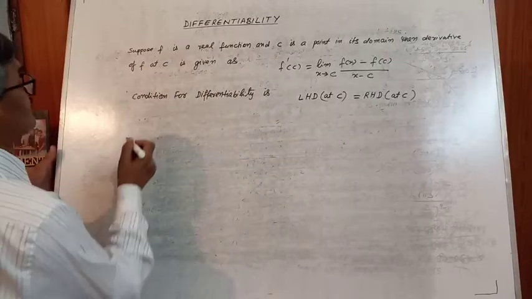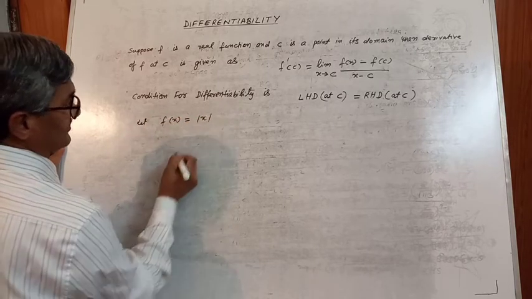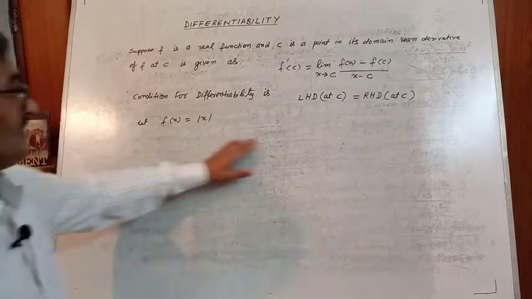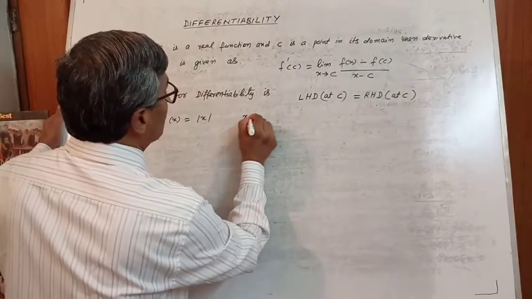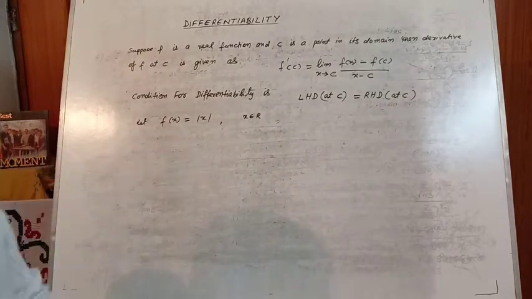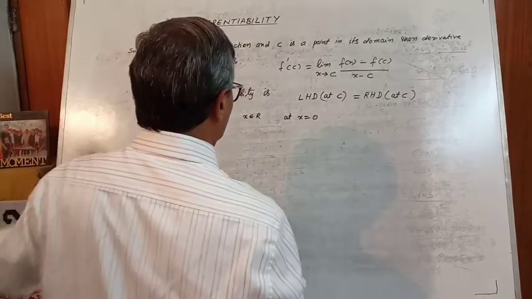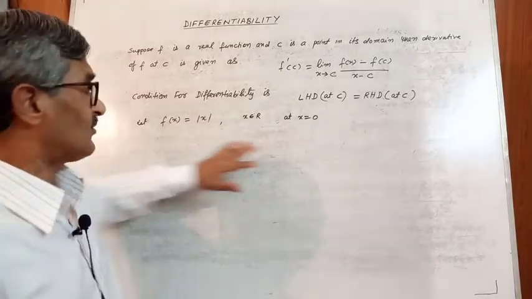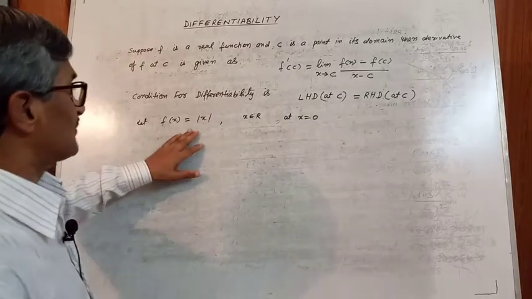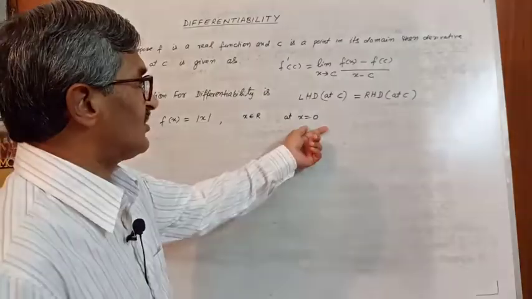Suppose there is a function, let f(x) equal to modulus x. This is a real function, modulus x, where x is real, x is an element of R. This is the function, and we are going to check the differentiability of f(x) equal to modulus x at x equal to 0. What is the condition for differentiability, whether it is differentiable or not at x equal to 0?